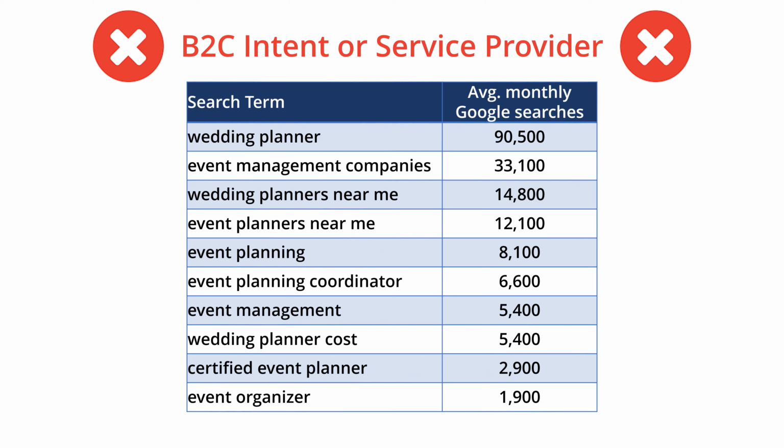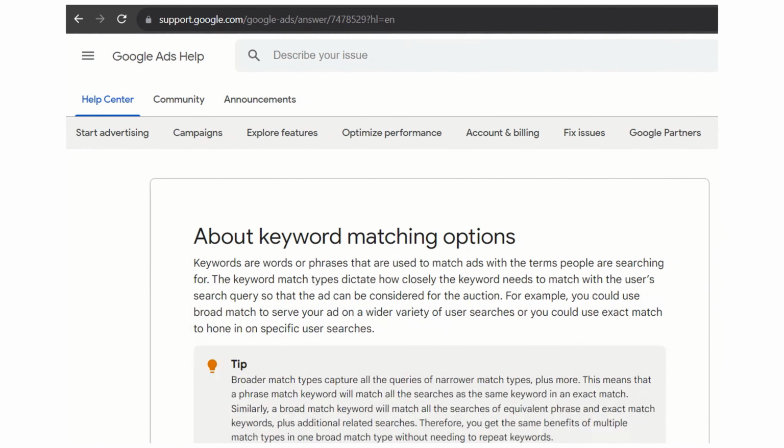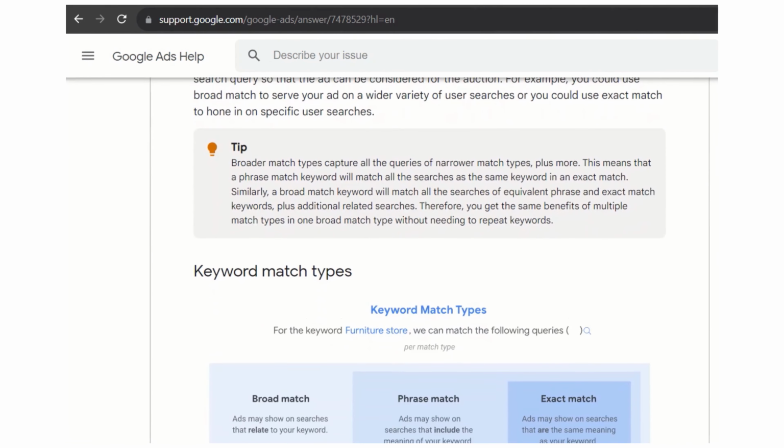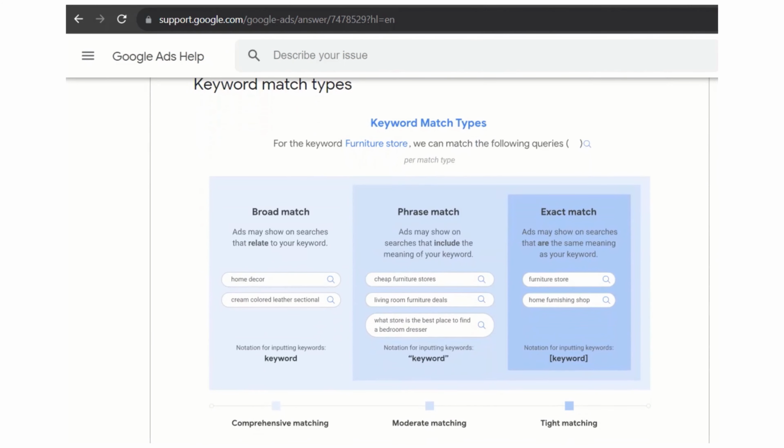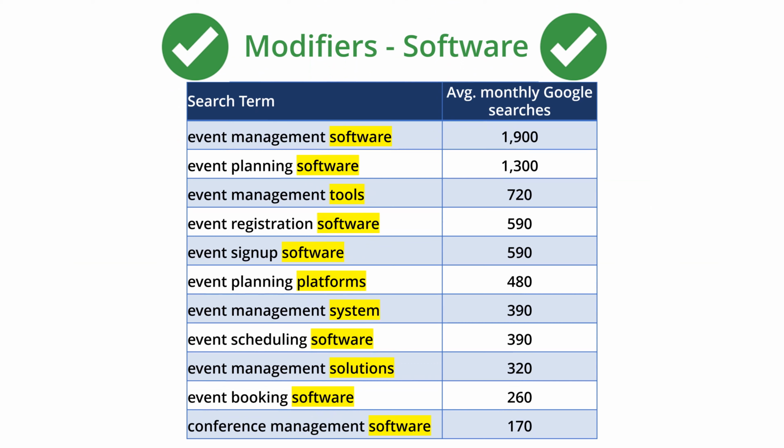The first tactic for focusing your campaign is to only use phrase or exact matching, which tells Google to be more strict in terms of only showing your ads for searches that are the same or have the same meaning as your chosen keywords. The second tactic is to make sure that all of the keywords that you target include B2B modifiers that would not be used in a B2C context. These modifiers vary from one business to the next.